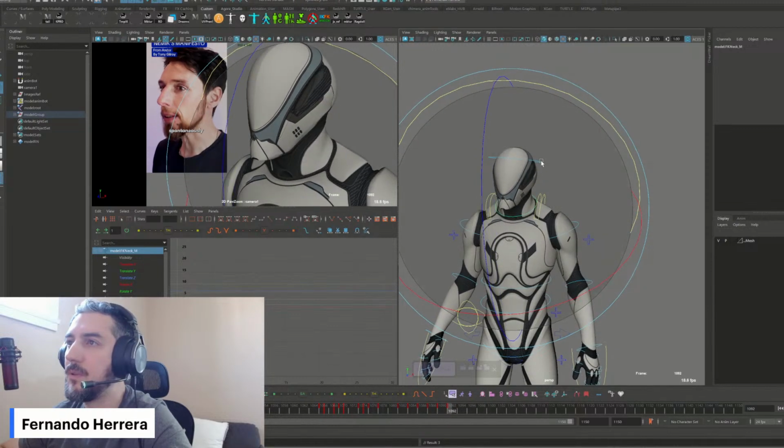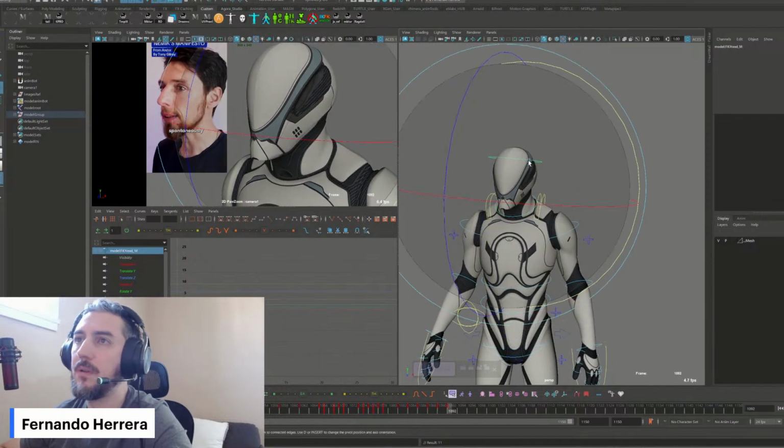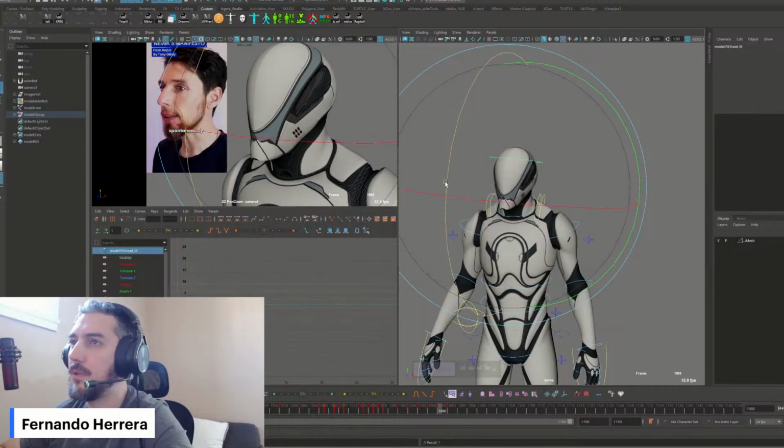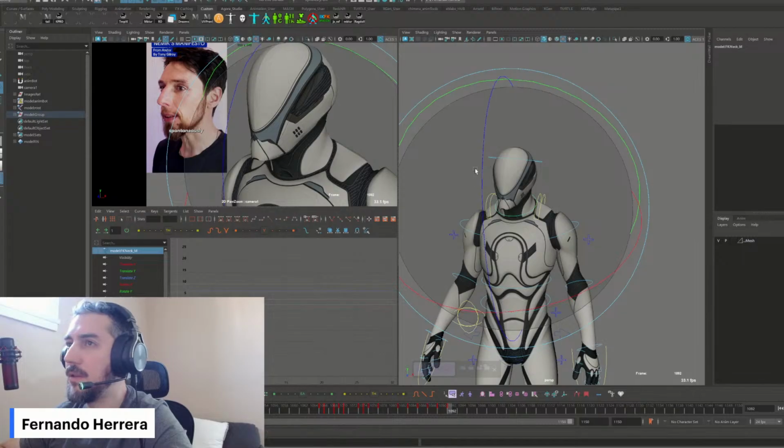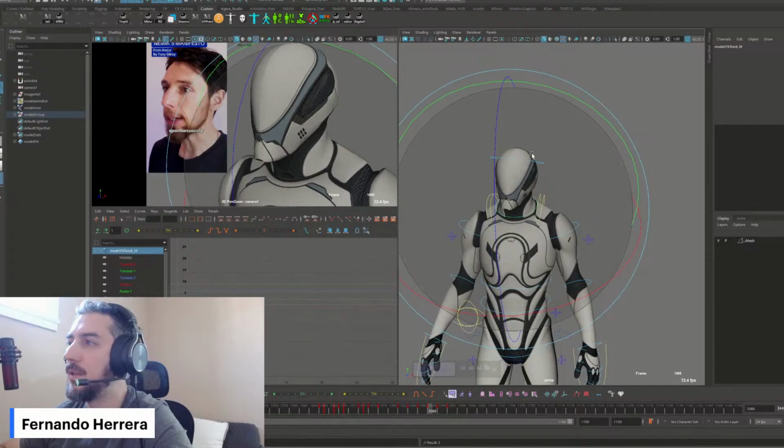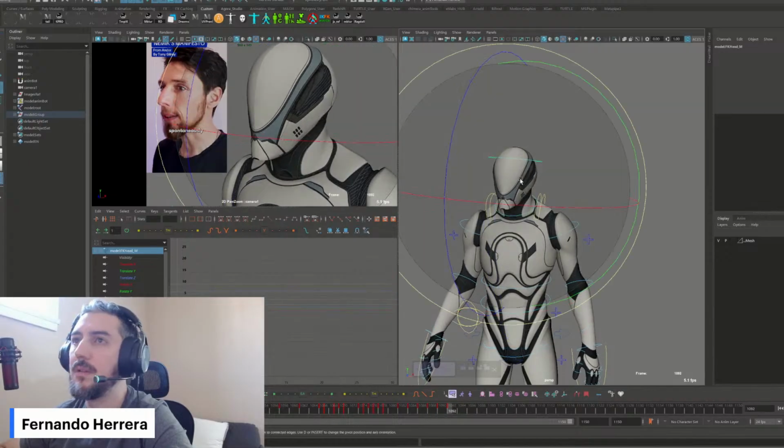Oh, this one is tough. What is happening here? So yeah, changing down a bit. Okay, I think the neck is kind of countering. So the head is kind of staying in place. I think it's similar to that.